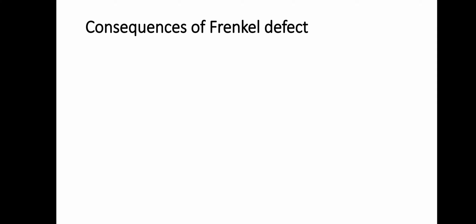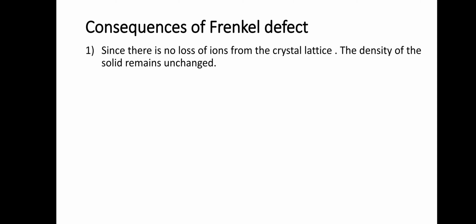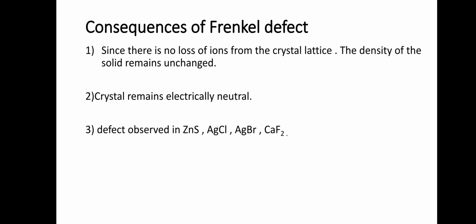Now, what are the consequences of the Frenkel defect? Since there is no loss of ions from the crystal lattice, the density remains unchanged. As we know, the cation is just changing its position. It goes into the interstitial space. So the number of ions remains the same, hence the density will remain unchanged, and the electrical neutrality also remains the same.